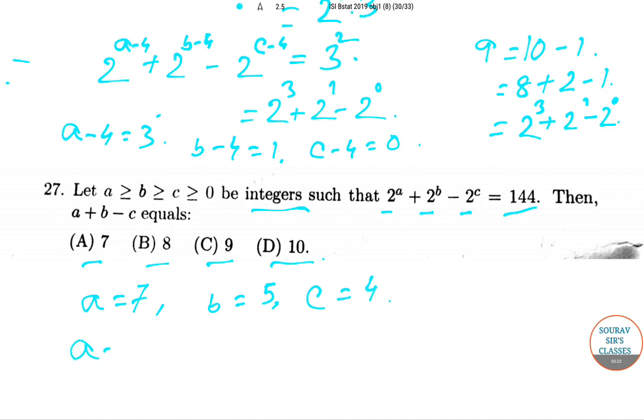Now A plus B minus C is 7 plus 5 minus 4, equal to 8. So your answer is option B.